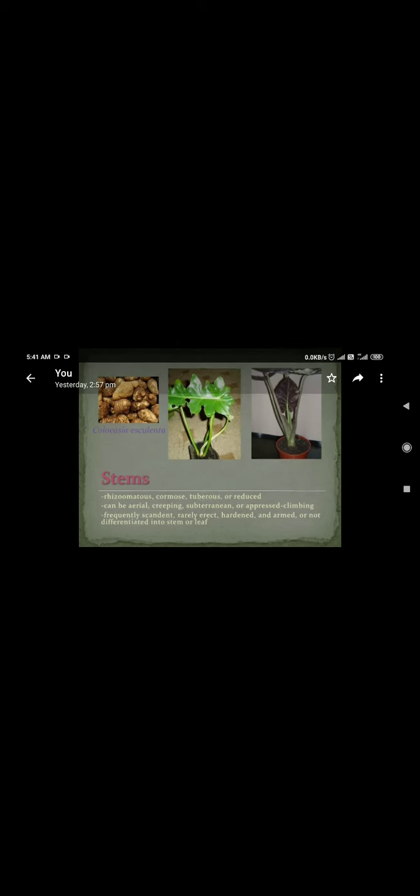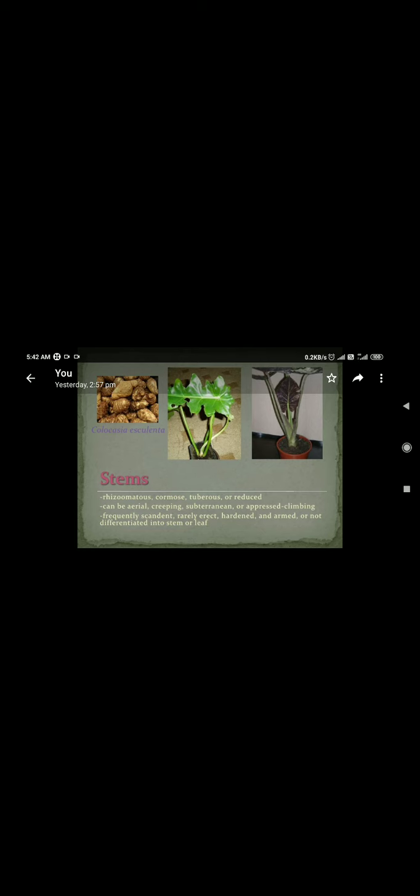Now about roots. Roots are often mycorrhizal without root hairs, means there is an association of roots with fungal components. Now stems. Stems are rhizomatous, cormose, tuberous or reduced, can be aerial, creeping, subterranean or appressed, climbing. They are frequently scandent, rarely erect, hardened and armed, not differentiated into stem or leaf.